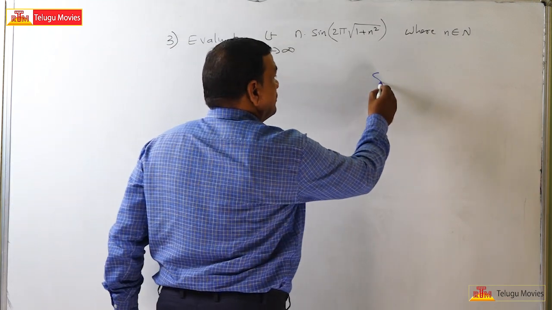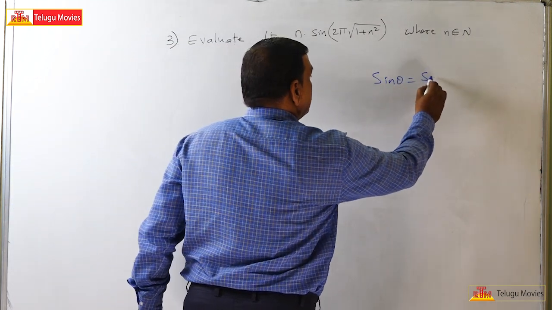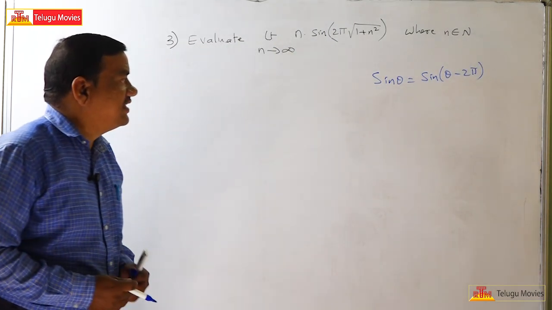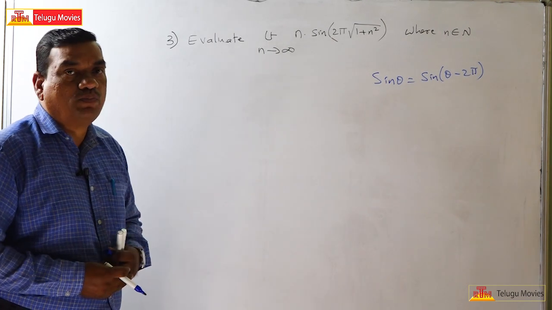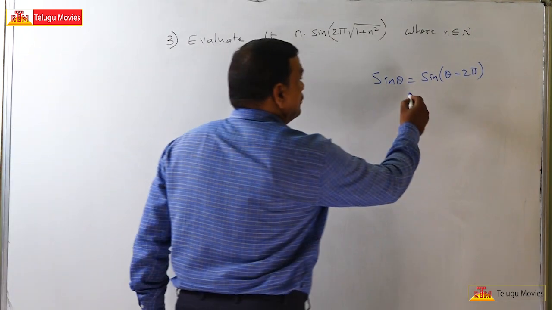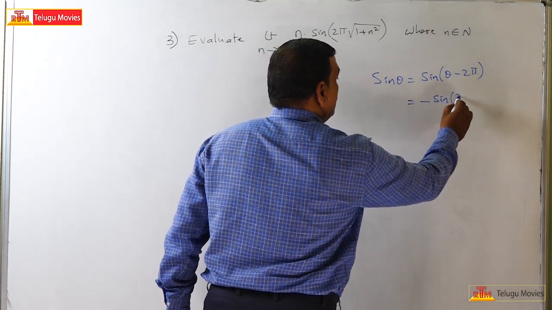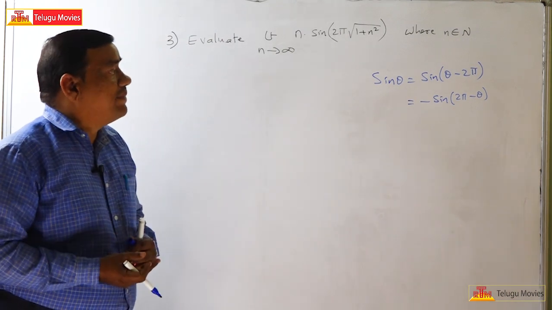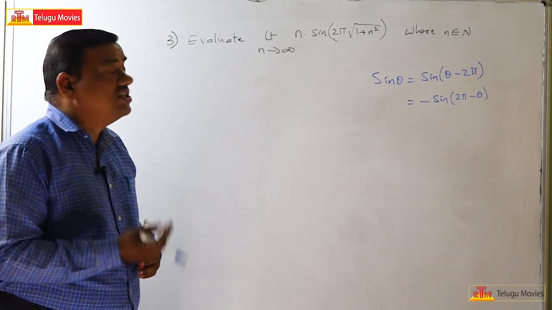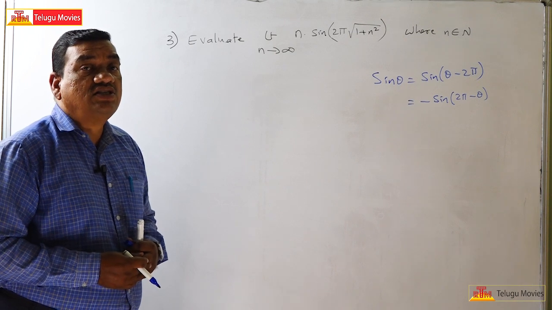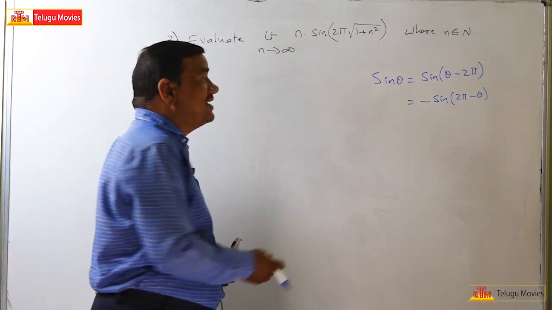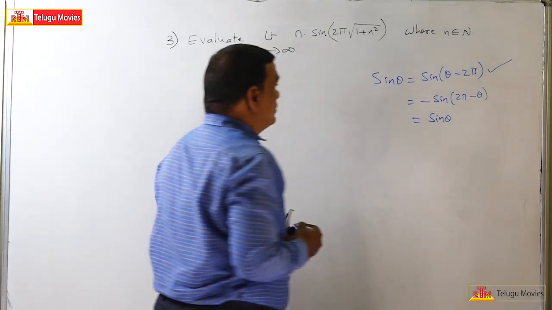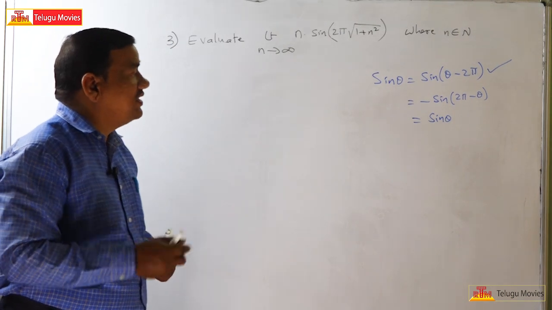Can I write sine theta as sine of theta minus 2 pi? Yes, we can write it. How? This is equal to minus sine of 2 pi minus theta. Theta minus 2 pi means 2 pi minus theta, then minus comes outside. Sine 360 minus theta is equal to minus sine theta, and already minus is there, so it is sine theta. Yes, I can write sine theta as sine of theta minus 2 pi.